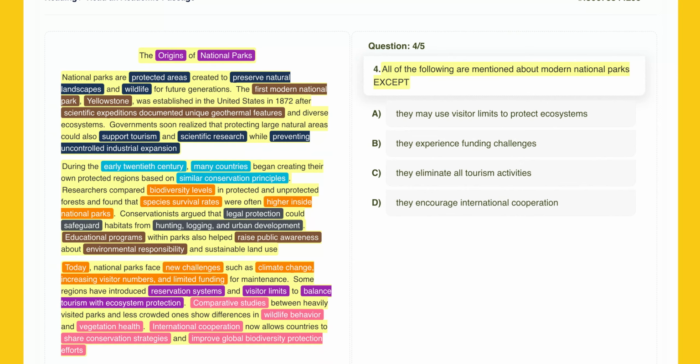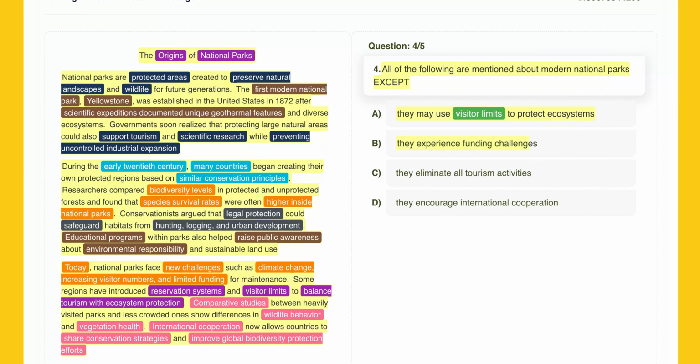Let's take a closer look at option A. They may use visitor limits to protect ecosystems. Option A mentions visitor limits. Paragraph 3, sentence 2 explicitly says some regions have introduced visitor limits. Since this is mentioned, it is not the exception. Therefore, this is incorrect.